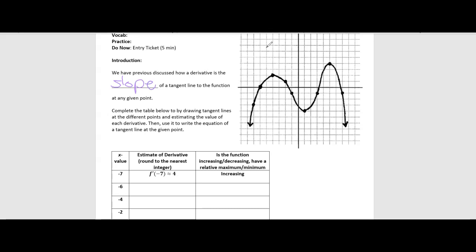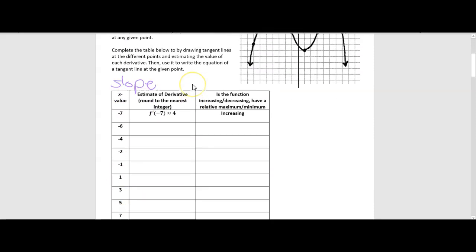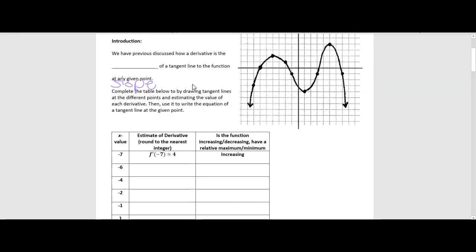It says complete the table below by drawing tangent lines at the different points and estimating the value of each derivative. Then use it to write the equation of a tangent line at the given point. We're going to skip the step of writing the equation of the tangent line. I don't think that needs to be our focus here for understanding what's going on at the function given what the derivative looks like. So before we review this together, you're going to go through this chart and you see you have a bunch of these x values, and you're just going to estimate the value of the derivative for that given x value.